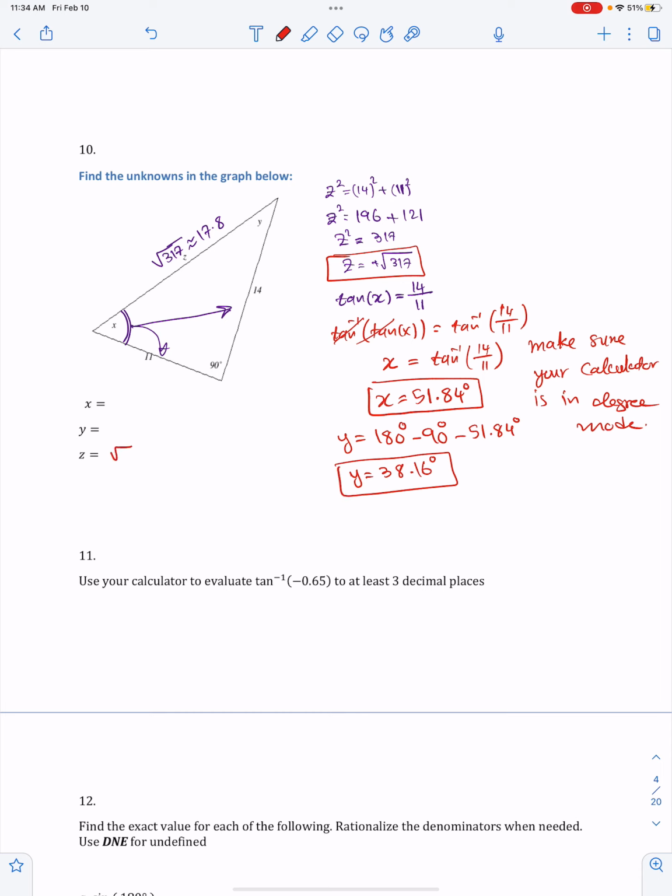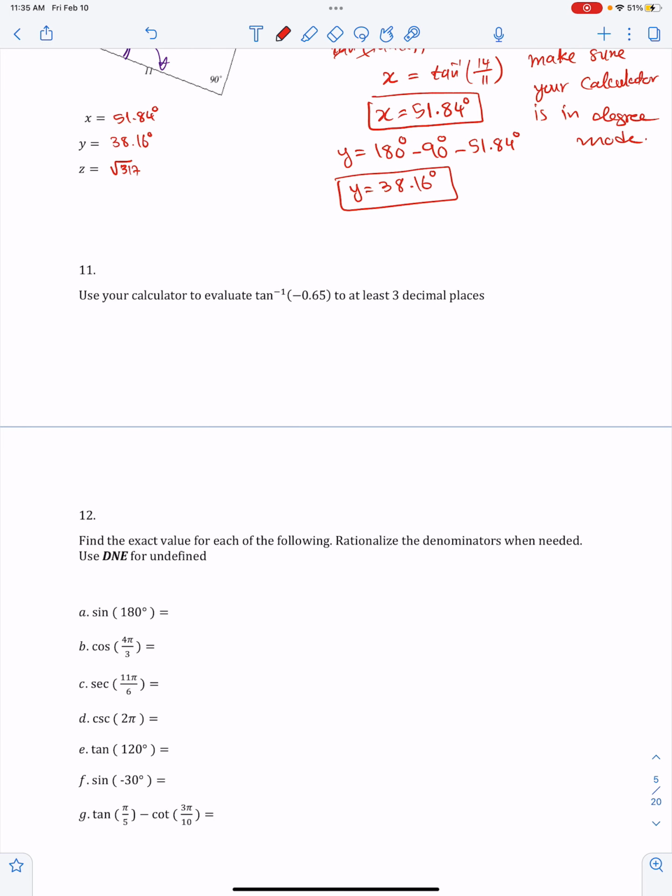So I have square root of 317, which is approximately 17.8, and then y is equal to 51.84 degrees, and then x, sorry, I reversed it. X is 51.84 degrees, and then y is 38.16 degrees.